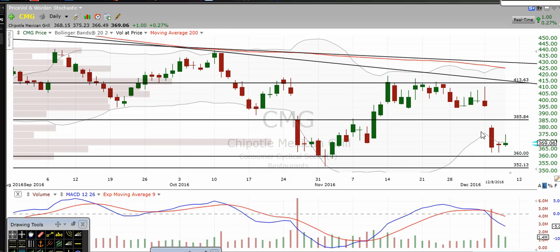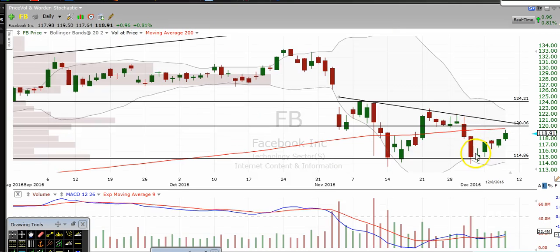The next one we're going to take a look at is Facebook. And Facebook, you can see nice breakout to the upside. That's what you wanted to see. That's what we were calling for. Called for a bounce off of this 115 level right here, based off of the support of these candles right here. Bounced off here, and now we're almost up to this resistance level up here near about 120.